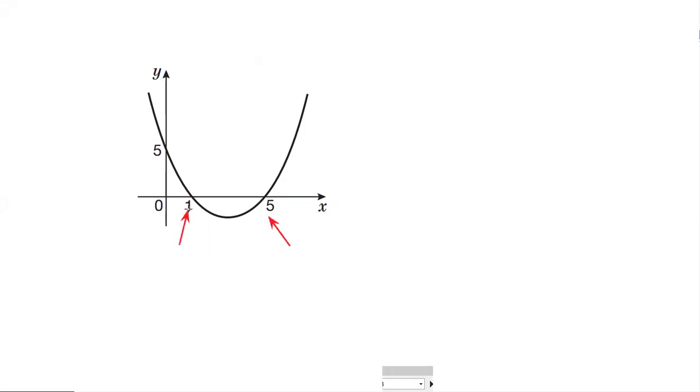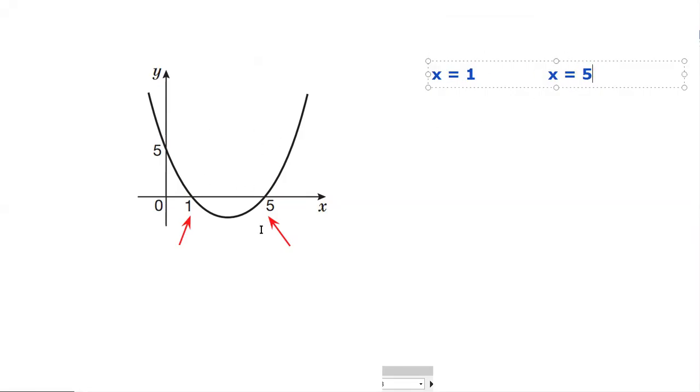So it's crossing the x-axis at 1 and 5. This means that you're going to write x equals 1 and x equals 5. These are the solutions. If they ask you for the solution of the graph from here, these are the solution points for the graph.